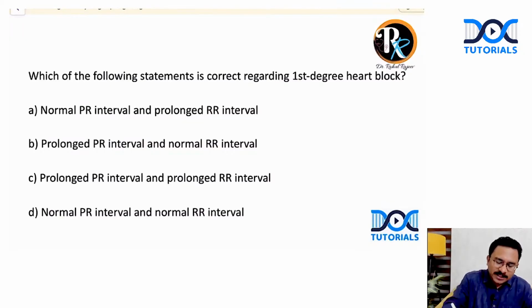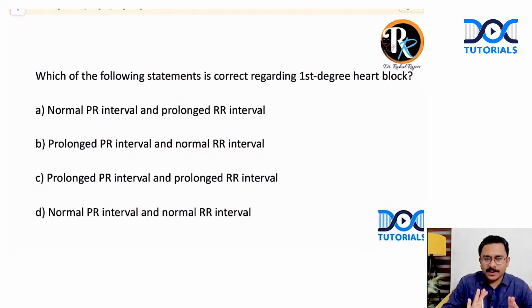So the answer for this question: in case of a first degree AV block, the PR interval is absolutely normal. Out of the different types of AV block, the only AV block or the only heart block where the PR interval is normal is the first degree AV block. Okay, so I'm already eliminating these two options because I know that the PR interval is normal. But what about the RR interval?